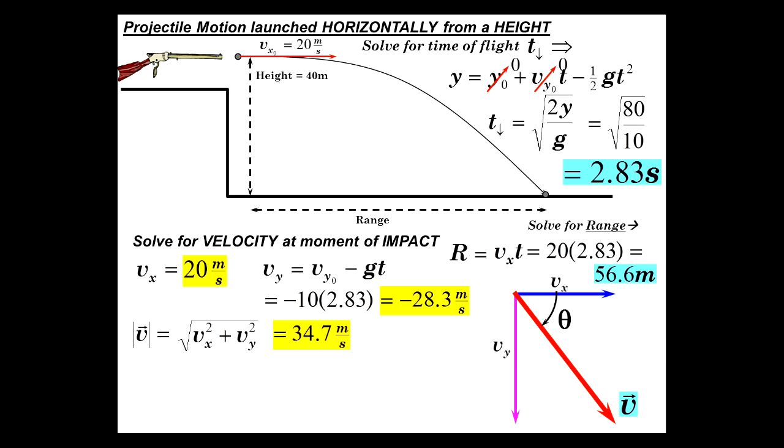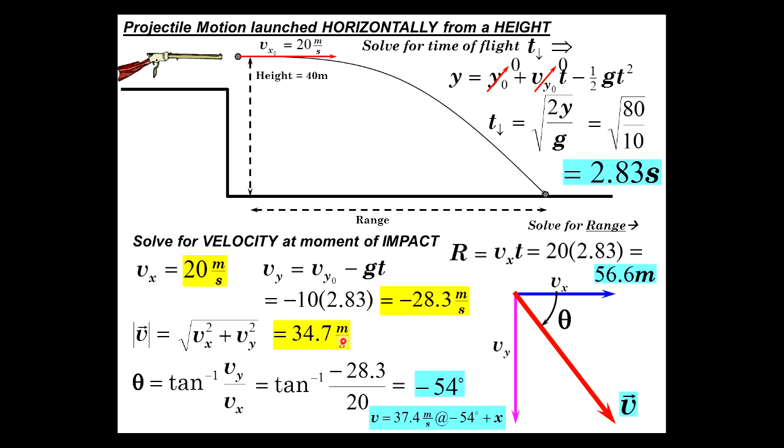It's square root of the sum of the squares. So let's do it. We do it, and we get 34.7. That's how fast it's moving. That's the size of this vector. Then for your final point, you better give me the direction. Theta is the inverse tangent. Opposite, which is Vy, over adjacent, which is Vx. So plug in the numbers, out pops the answer. Minus 54 degrees, and so our full answer is 34.7 meters per second at minus 54 degrees.